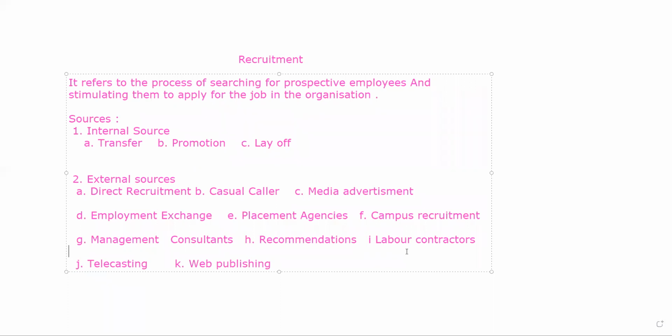The next is recommendations. Sometimes you have seen somebody recommended. It may be any employee. He or she may recommend an executive or a manager, saying that this person is known to me and is good enough in skills and capabilities, or deserving for this post. In this way, the recommendation helps to fill the job or the vacant place.